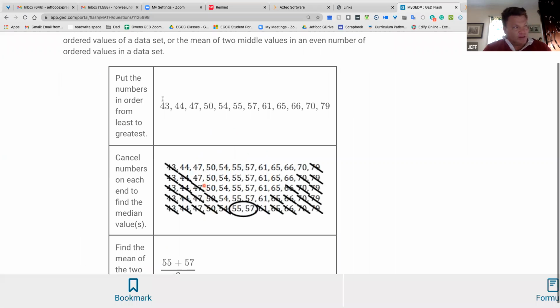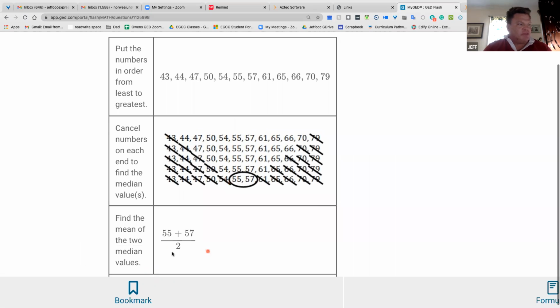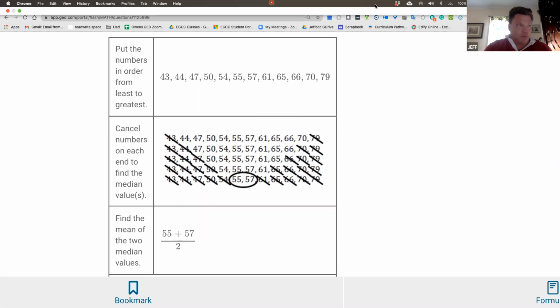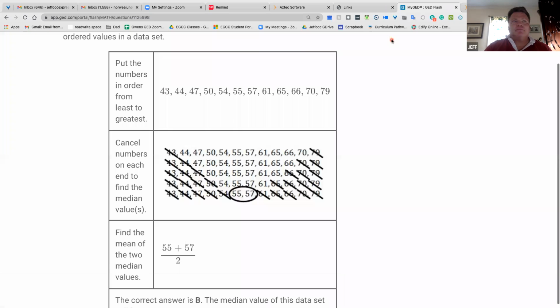And this is what they say, write them all out. It takes a lot of time to do that. And then just start knocking them off till you get to the middle, add them up and divide by 2, find the middle number, and you got it. Doable, a little bit of time. Tricky.